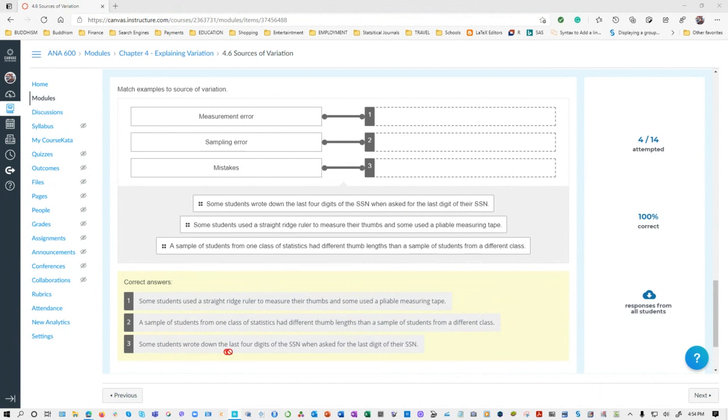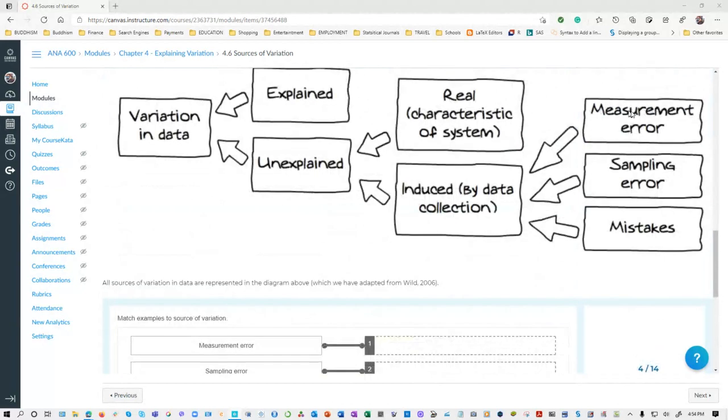Mistake: some students wrote down the last 4 digits of their social security number when asked for the last digit. Those are mistakes, or you enter data wrong. Those three go together: measurement error, sampling error, mistakes. Those are called induced. The other one is intrinsic. Intrinsic means within the system. These are extrinsic errors. These are intrinsic errors. This is the unexplained.